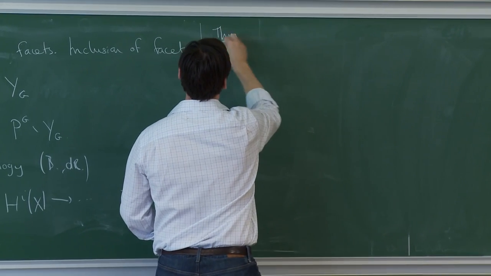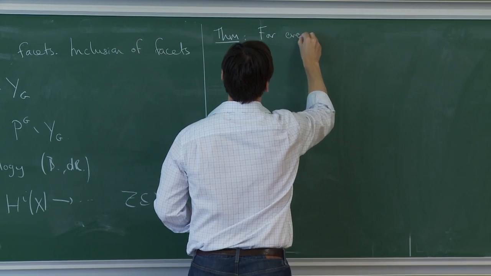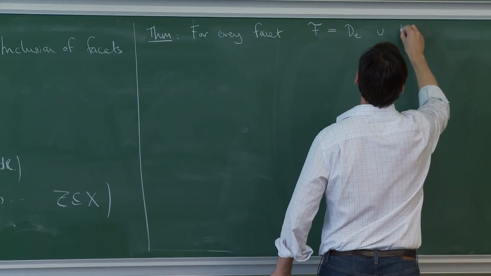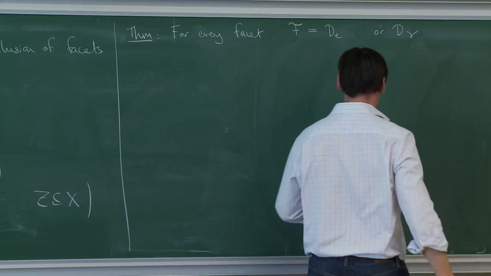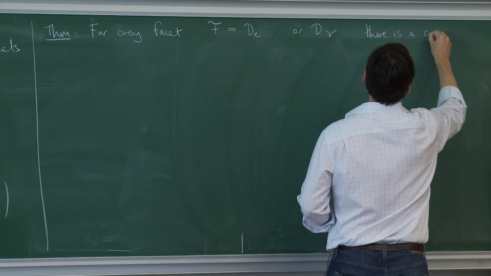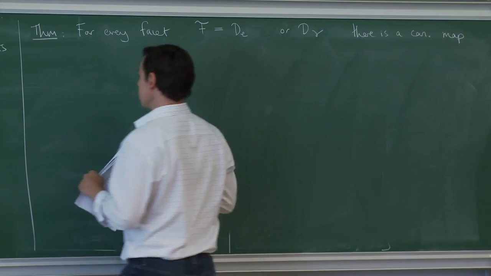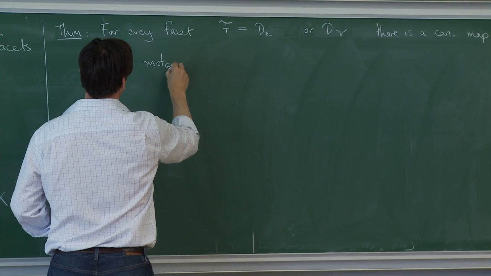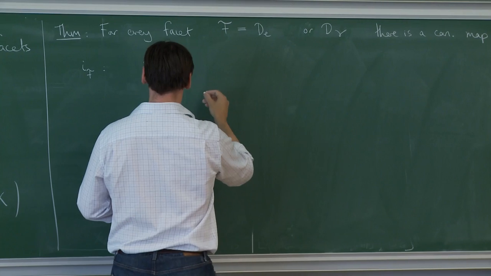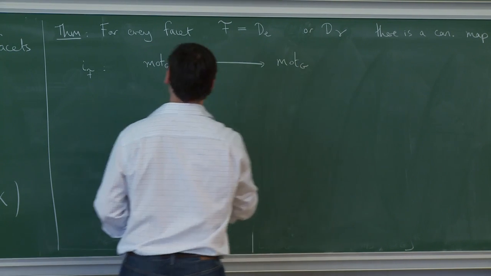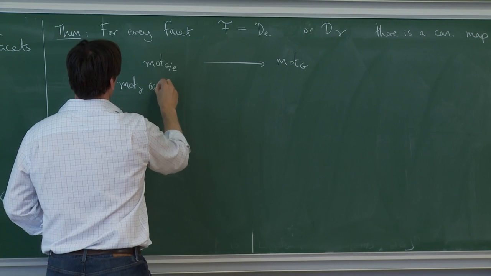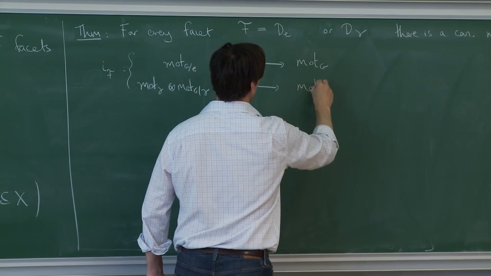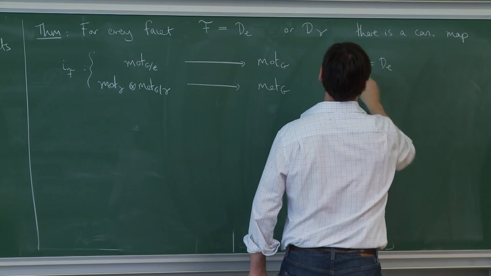So theorem: for every facet F, so it'll be of the form D_E, it's one of these divisors, D_E, or D_gamma, a blown up one, exceptional divisor. There is a canonical map I_F, and according to the two different situations we're in, it will send the motive of the quotient graph, the graph in which we've contracted an edge, into the motive of the full graph. And the tensor product of the motives of the subgraph and the quotient graph into that of G in the case where F equals D_gamma.